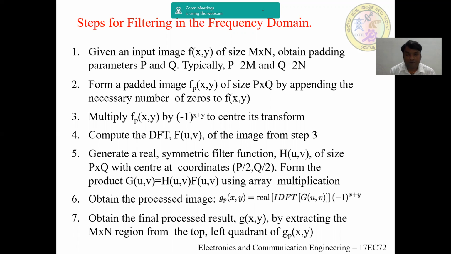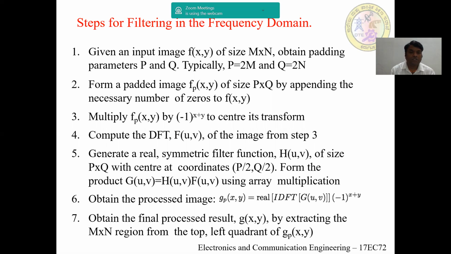Generate a real symmetric filter function H(u,v) of size P×Q with center at coordinates (P/2, Q/2). Form the product G(u,v) = H(u,v)F(u,v) using array multiplication.